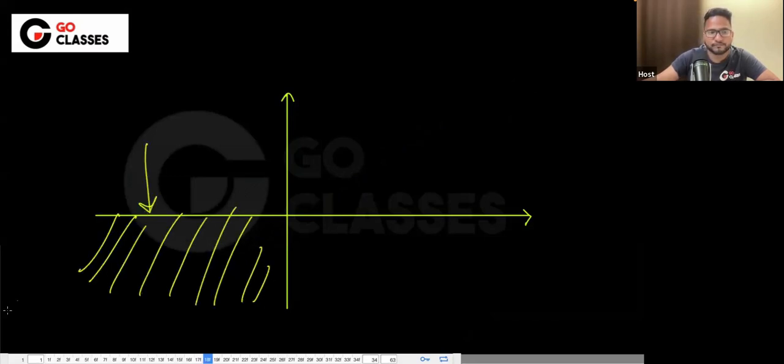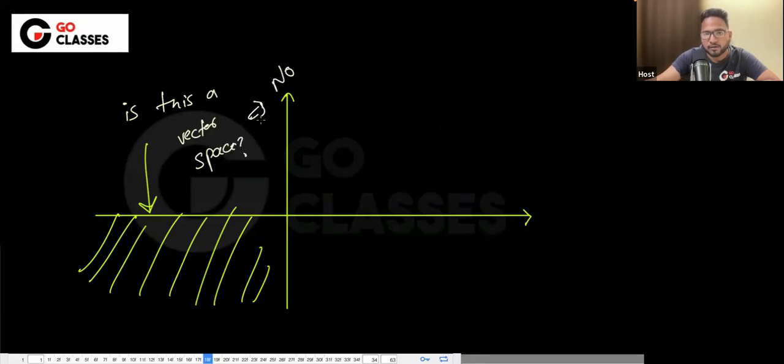Similarly, if I ask you, suppose this is a quadratic curve, is this a vector space? Then the answer is no, right? I hope you understood these kinds of things intuitively. A little bit you might have understood, but we will see them formally.